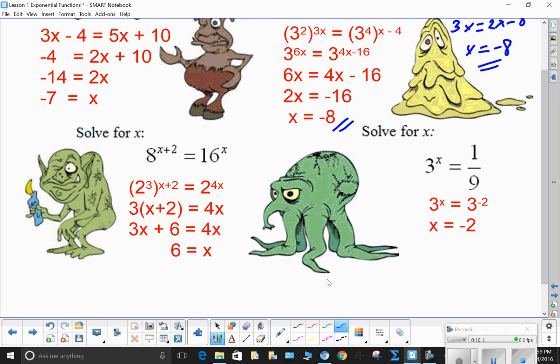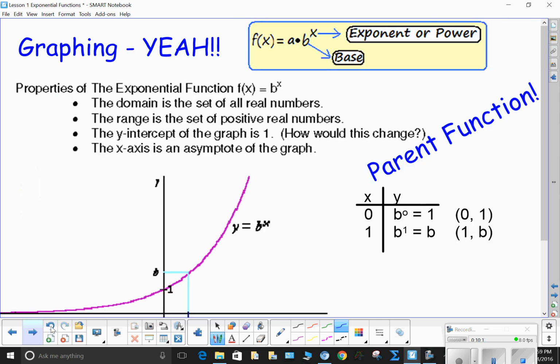So far, so good? How about so far, so easy? Graphing, yay! We've got to do graphing. All right, so the domain is the set of all real numbers. The range is the set of positive real numbers. This is for the parent function. The y-intercept of the graph is 1. How would this change if you move the parent function up and down? The x-axis is an asymptote of the graph.